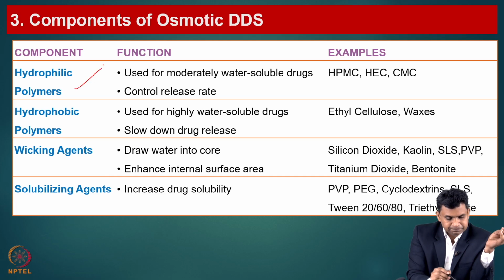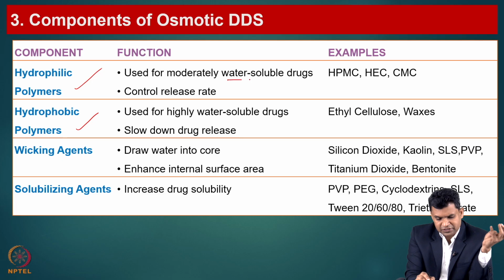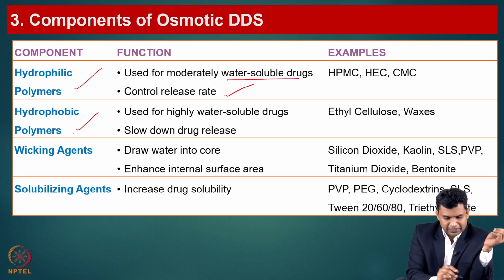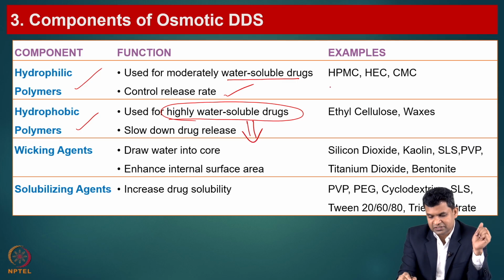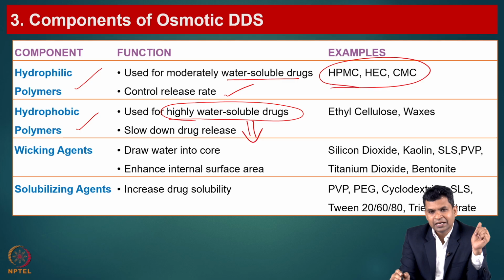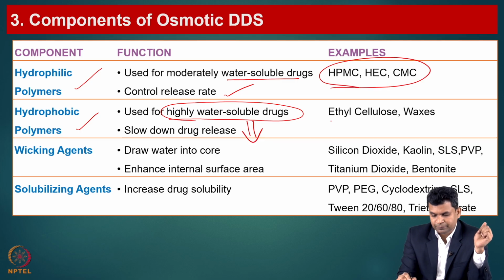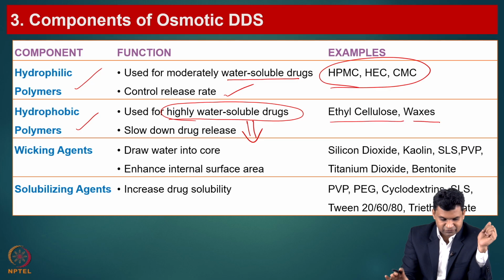Again, we can use hydrophilic polymers and hydrophobic polymers. Hydrophilic polymers we use for water soluble drugs, where we can expect controlled release, and hydrophobic polymers for those drugs which are highly water soluble, to control the release. These are the examples: hydroxypropyl methyl cellulose, hydroxyethyl cellulose, carboxymethyl cellulose, and ethyl cellulose, and the waxes work as hydrophobic polymers.